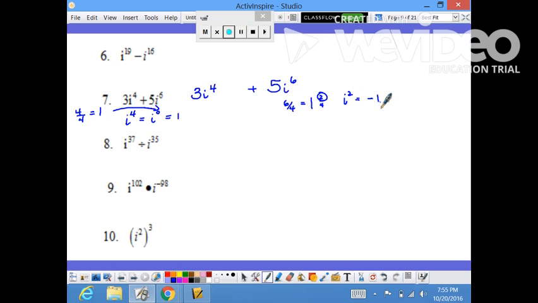So let's go ahead and substitute. We're going to substitute 3 times what we said i to the power of 4 is, 1, plus 5 times negative 1. 3 times 1 is 3. 5 times negative 1 is negative 5. 3 minus 5 is negative 2.